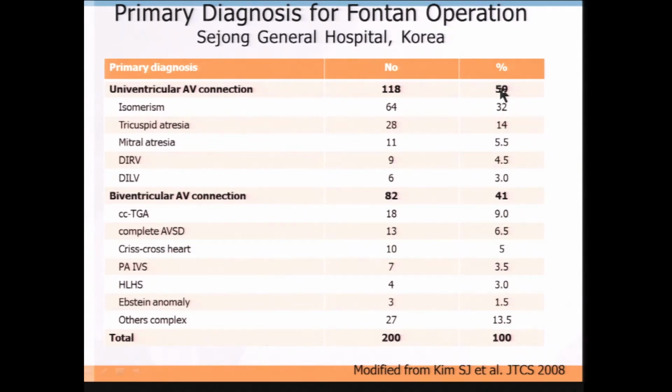Among the univentricular AV connection, the interesting thing is that isomerism was in one third, absent one AV valve 20%, and double inlet ventricle about 8%. Among biventricular AV connection are some subset of CCTGA, complete AVSD, crisscross heart, PAVS, hypoplasia of heart, and absent anomaly. The other interesting thing is that for the double inlet ventricle, the incidence of the morphologic feature of the dominant ventricle was similar in this data.